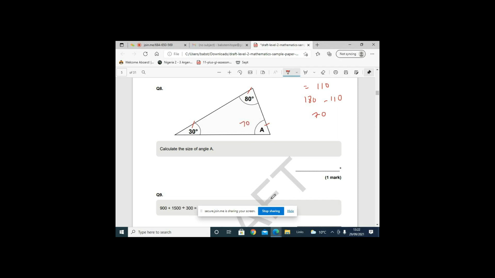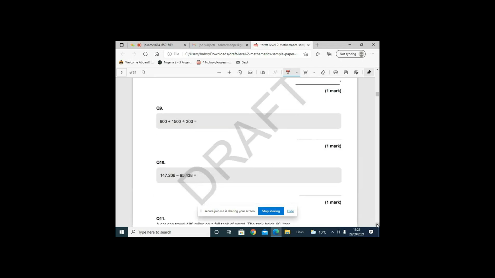Okay. That's 70. I missed the last time. This is normally a 1 mark question in your exam. No, hey, you have to show this working. It's going to be 2 marks. You have to show the working out. Okay, so you have to show the working out there.